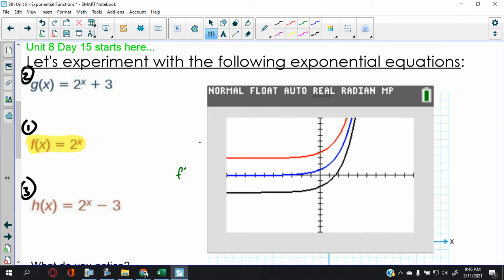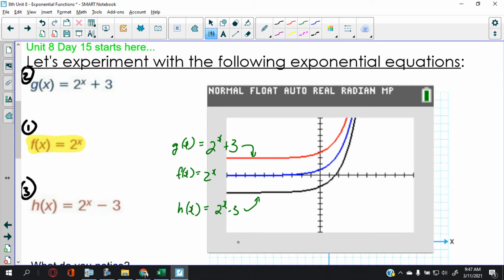f of x equals 2 to the x power, right? This one here, the red one, is g of x. Notice how they're using different letters to denote that, okay? So 2 to the x power plus 3, that's this guy here. And then lastly, we have h of x. It's 2 to the x power minus 3.